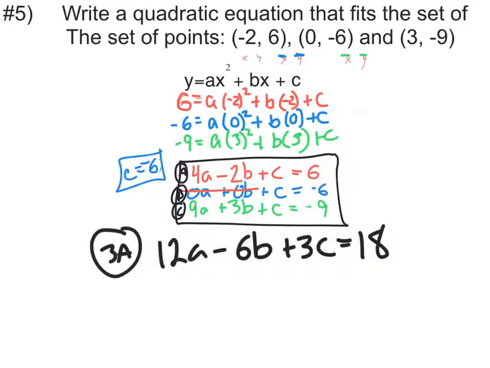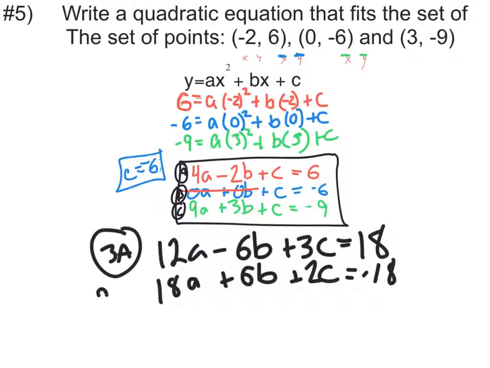Okay, and what are we going to do to the C equation? Multiply everything by 2. Okay, so if we multiply everything by 2 on the C equation, we'll have 18A, we'll have positive 6B, and we'll have positive 2C, and we'll get negative 18. Is that right? That's an ugly negative sign. I apologize. And I didn't write the note down right here. 2 times C.